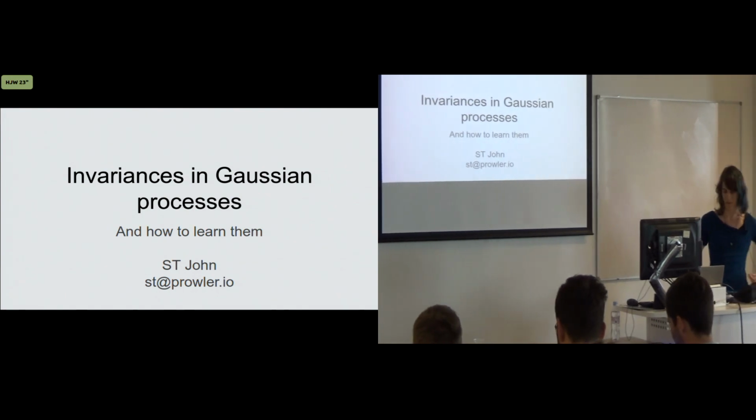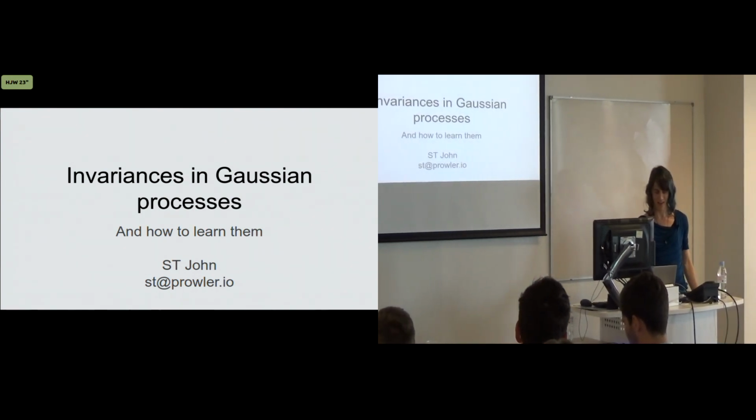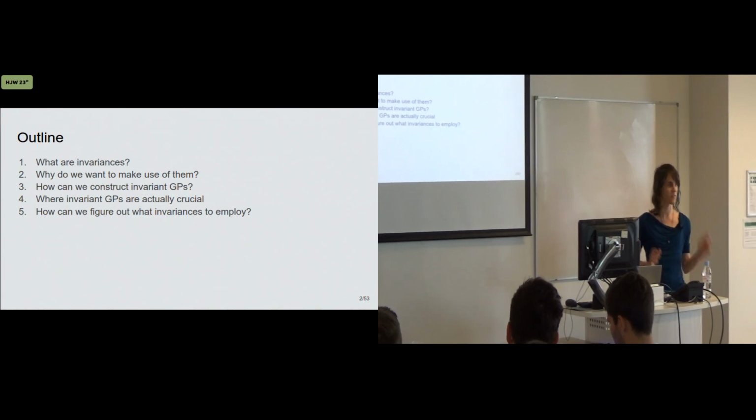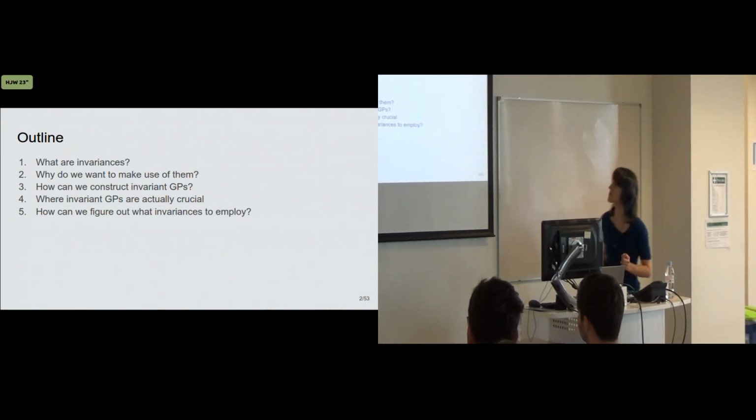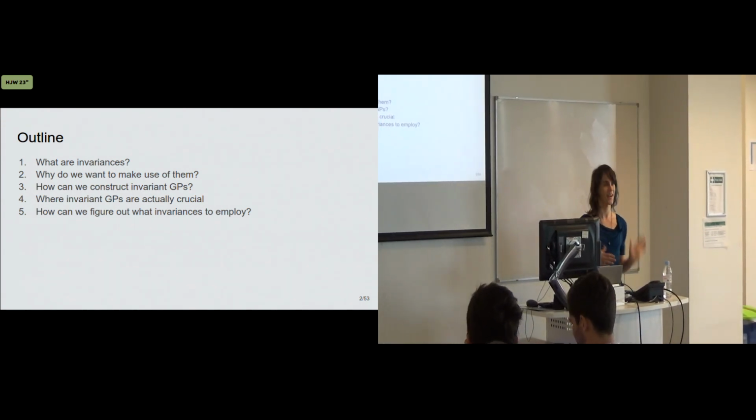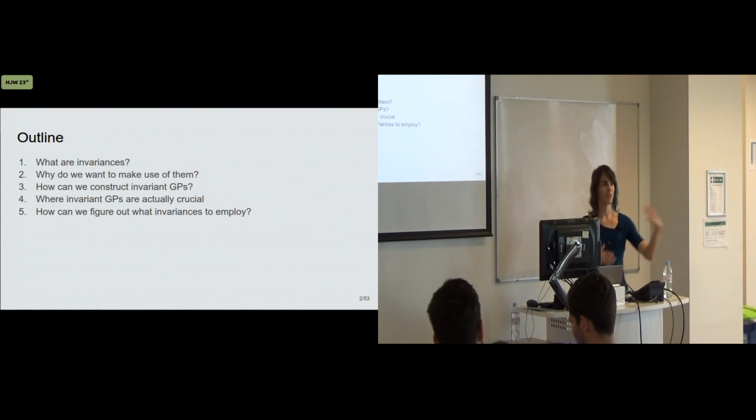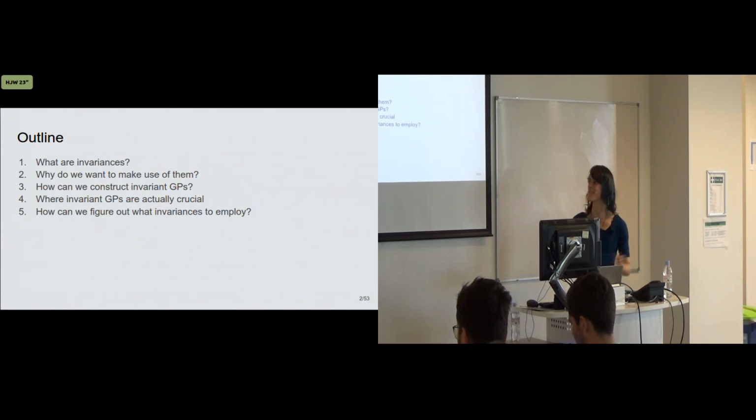Hello, everyone. Thanks for being here. I'll be talking about strict invariances in Gaussian processes, and begin by explaining what invariances are, what we mean by that, and give a bunch of examples of invariances to give you a better intuitive understanding. Then discuss, okay, so what are they good for? Why do we want to use them? And following that, okay, we want to use them, but how do we actually do that when we want to model functions with Gaussian processes?